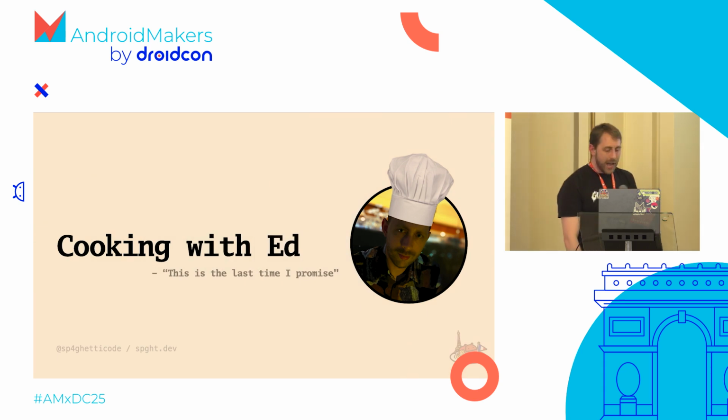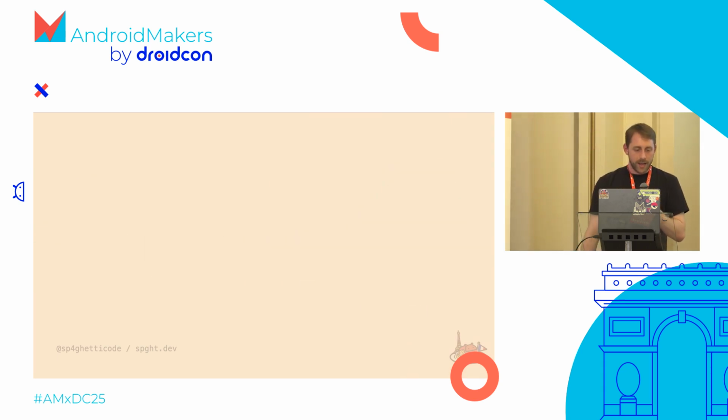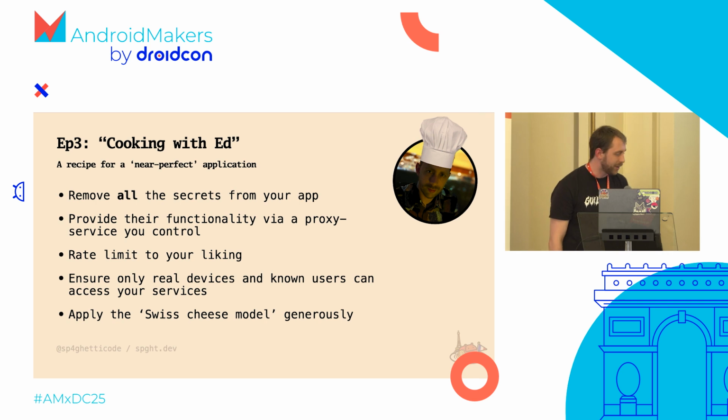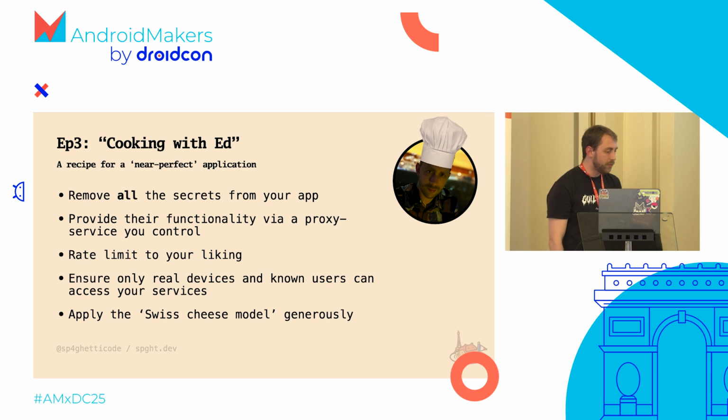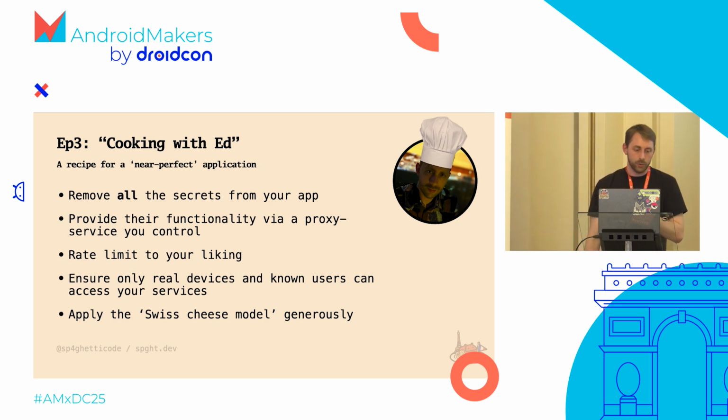Let's do some more cooking. So yeah, let's talk about how we cook a near-perfect application, which is the best we can really do. A recipe for a near-perfect application is we first of all remove all the secrets from the app, as we've discussed in all the previous steps.